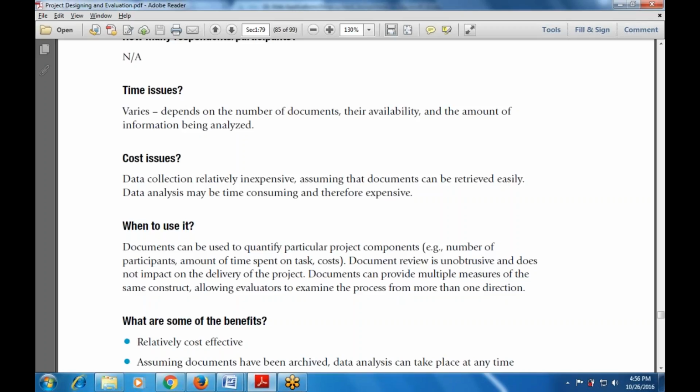How is it used? What are the various ways to identify or quantify particular project components? The documents can be used to quantify a particular project component, that is the number of participants, amount of time spent on a task, cost. A document review is unobtrusive and does not impact the delivery of the project. And it can also provide multiple measures of the same construct, allowing the evaluators to examine the process from more than one direction.